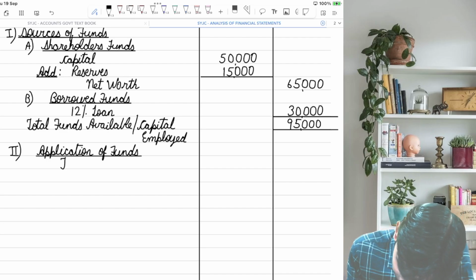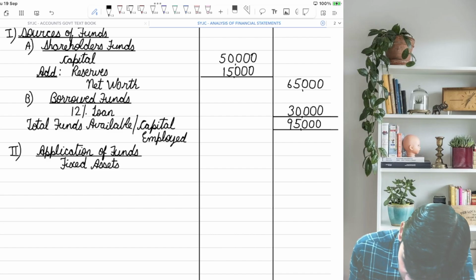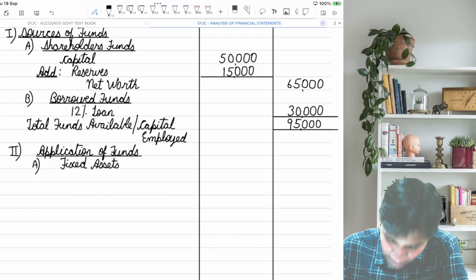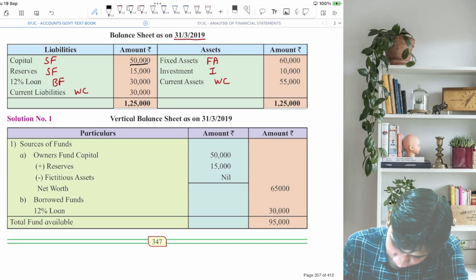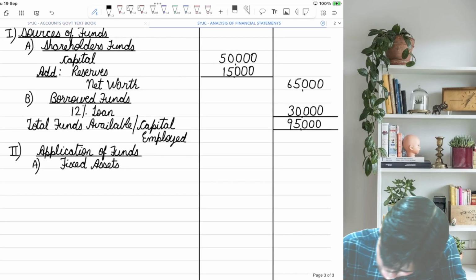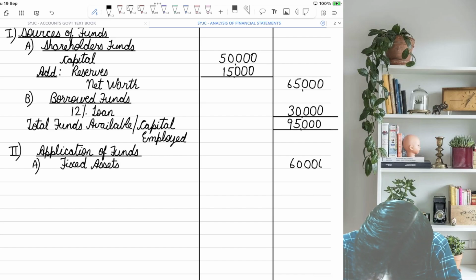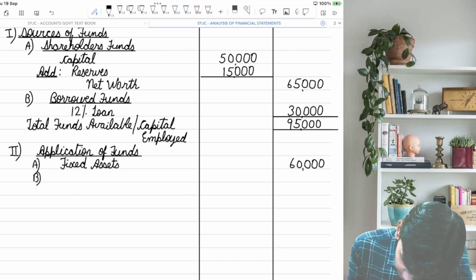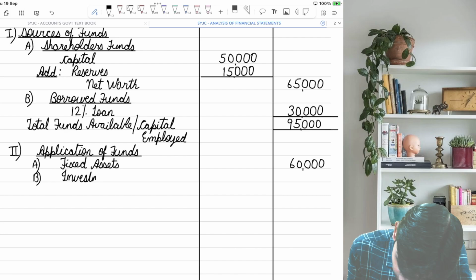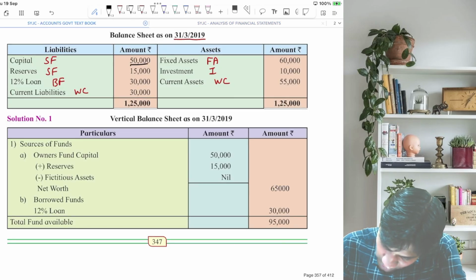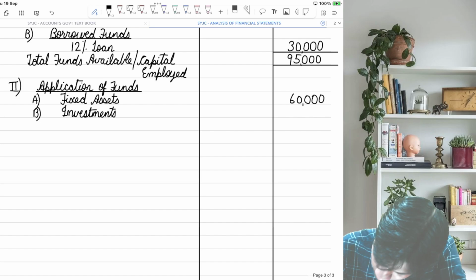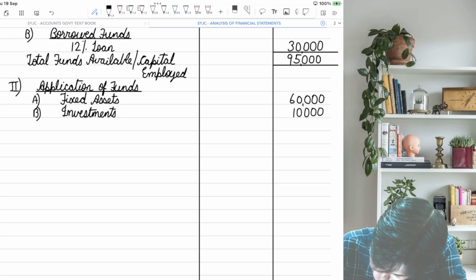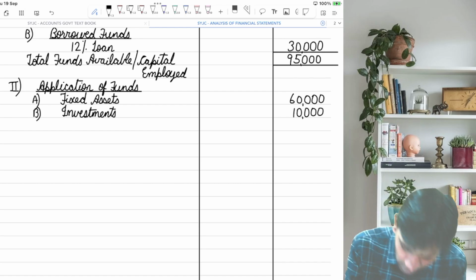Now we have first is fixed assets. You can name AB. Fixed assets. How much fixed assets we have? Let's see. 60,000. Straight outer column because no bifurcation is given. We have investments B. Investments, how much? 10,000. So we have three heads in the asset side: fixed assets, investment, and the third part will be working capital.